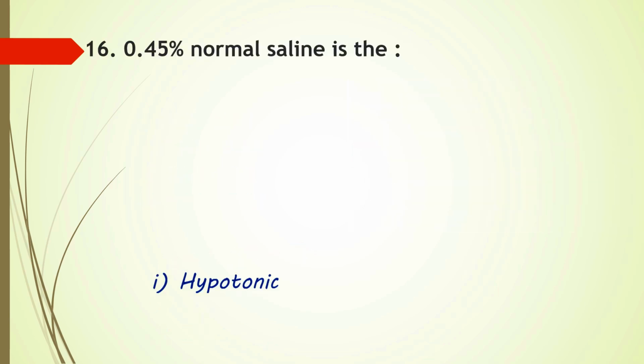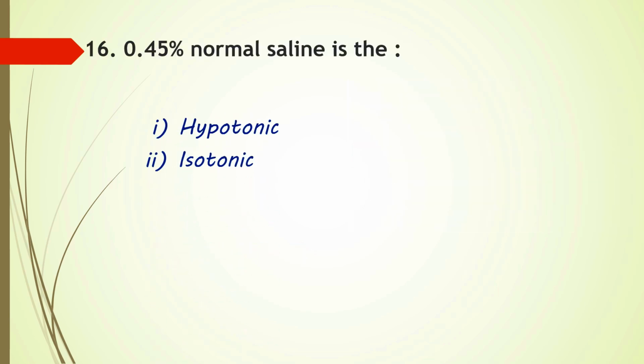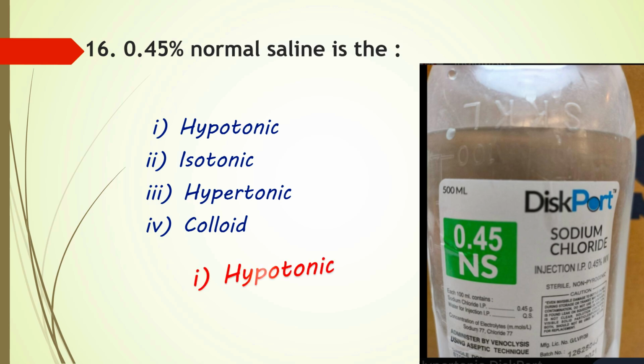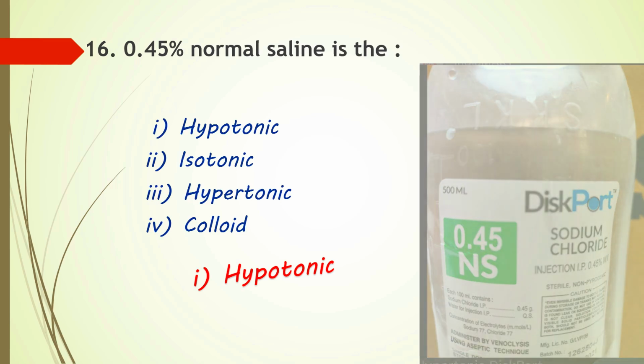Next question. 0.45% normal saline is a hypotonic solution, isotonic, hypertonic, or colloid. 0.45% sodium chloride solution is a hypotonic intravenous crystalloid solution that contains 4.5 gram of NaCl per liter. So here option 1 hypotonic is the correct answer.